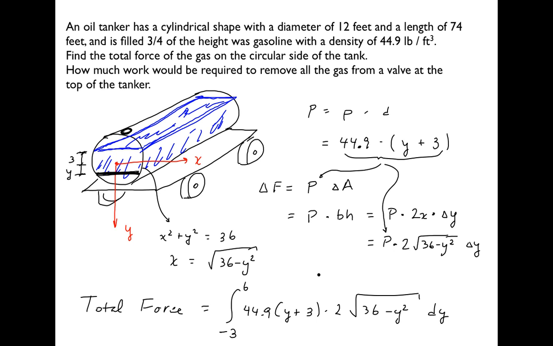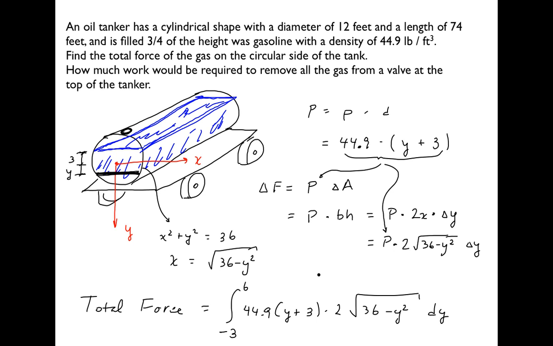If this is y equals 0 and positive goes down this way, then that first strip right at the surface is y equals negative 3. That's our first typical strip. Then we add up all the forces for the typical strips down to y equals 6. So the bounds of integration are always about covering all your typical elements from the beginning to the end. That's y equals negative 3 to y equals 6. Is it better? Other questions?